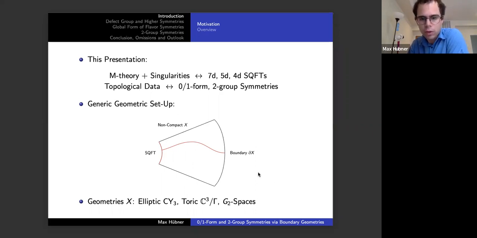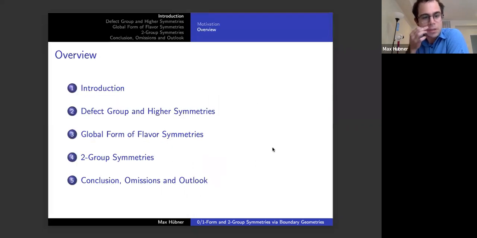Okay, so now having discussed this introduction, let me tell you how the rest of the talk is going to be structured. So first, in the second part, I'm going to recall a few basic definitions, defect groups, higher symmetries, and how these things relate. And we're going to look very explicitly at a simple example, which is relevant for all more complicated situations to follow.